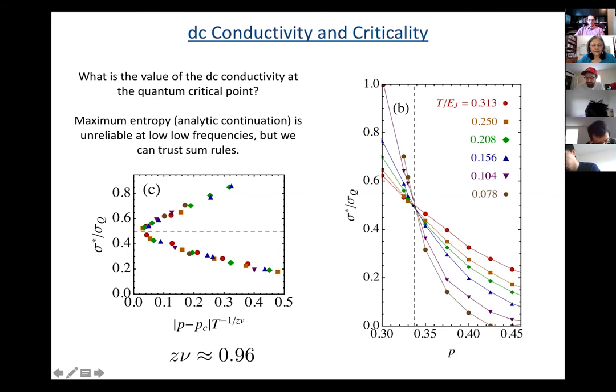Here also, you could be looking at the superfluid stiffness versus your tuning parameter at different temperatures, and they cross at one point, and that gives you the critical point. So all of these ideas are at the backdrop of how you do this kind of thing.